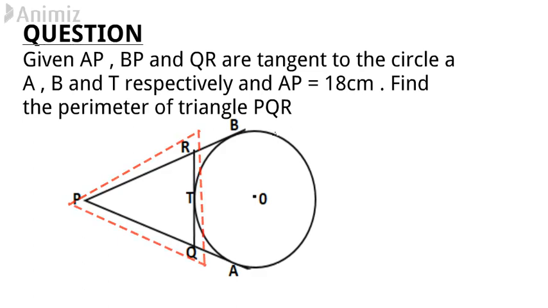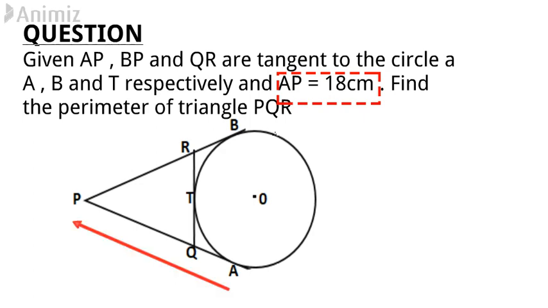And the only information we know about this question is that AP is equal to 18 centimeters. That's the distance AP equal to 18 centimeters. Then we are asked to find the perimeter of triangle PQR. How are we going to do it?